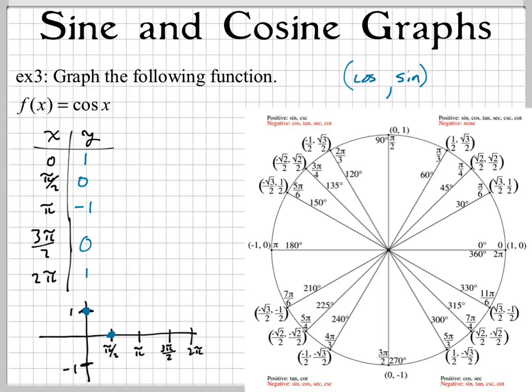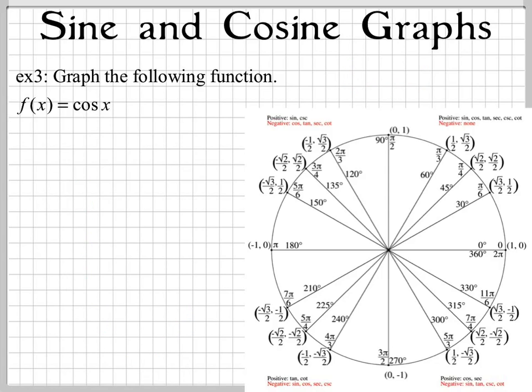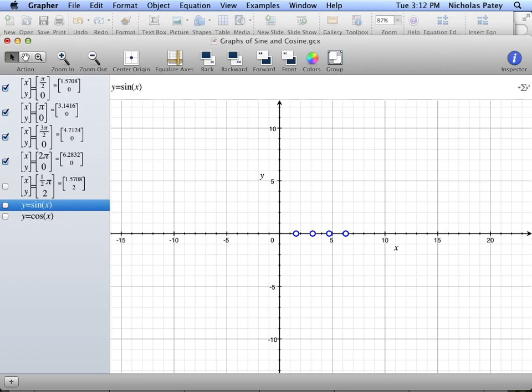It looks something like this. At 0 is positive 1, pi over 2 is 0, pi is negative 1, 3 pi over 2 is 0, and then 2 pi is positive 1. So your graph would look something like this. Okay, it looks more like a bowl. But if I were to take this and put it on a full graph and keep going, it actually looks really similar to our sine graph.